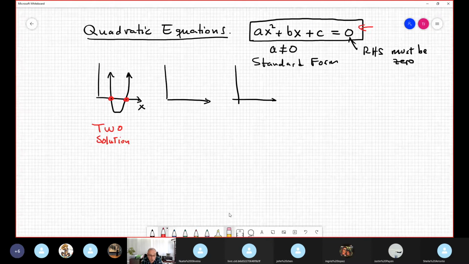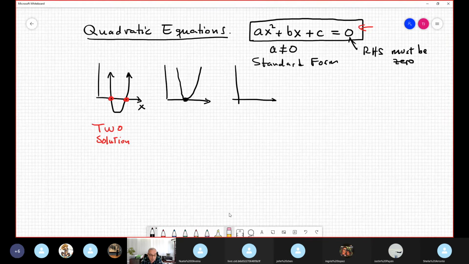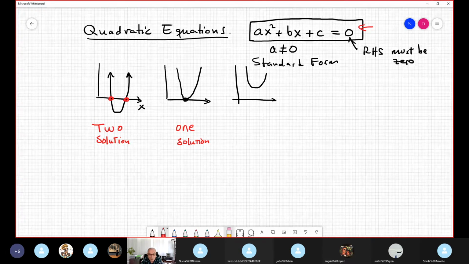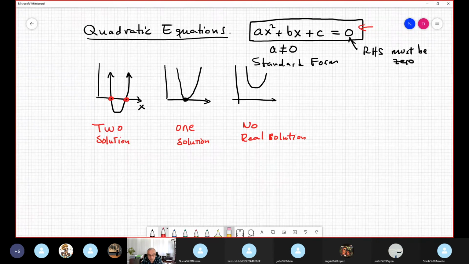Okay, two solutions. But sometimes the parabola touches at 1 point. You have only one solution. And sometimes it happens that the parabola never crosses the x-axis. In this case, we have no solution, or no real solution. But yes, we always have a solution. The polynomial equation always has a solution. And in this case, the solutions are complex. Okay, complex solutions.